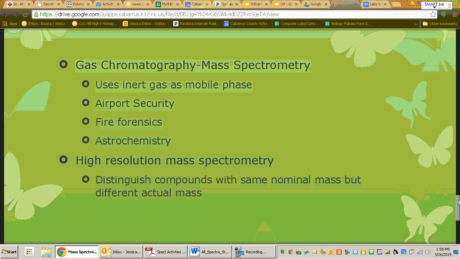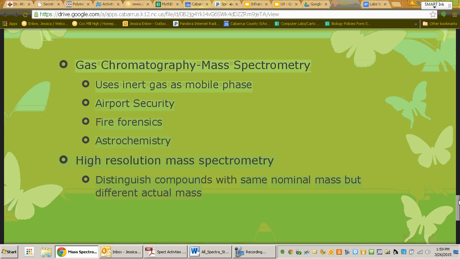And then the high resolution is to distinguish compounds of the same nominal mass, which is an approximation. It's not the exact mass, like we say hydrogen is about 1 when actually it's 1.008. So it's stuff that has about the same mass, but the actual mass is different. The cool part is it can analyze drug and body tissue at a DNA scale.